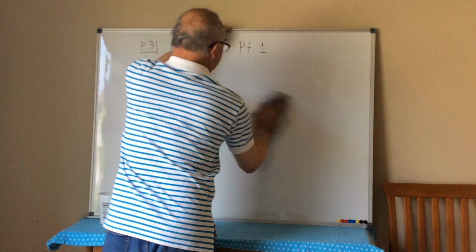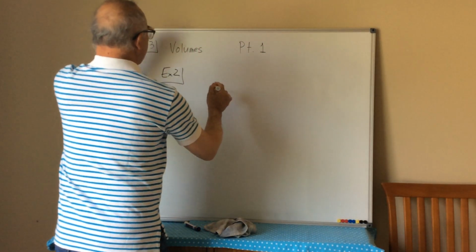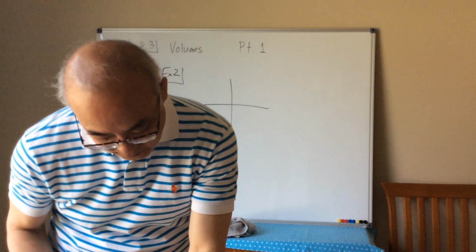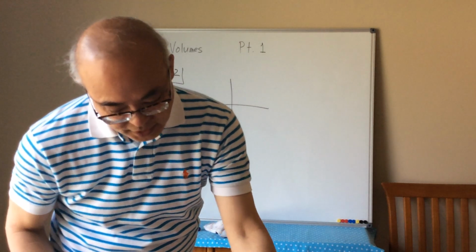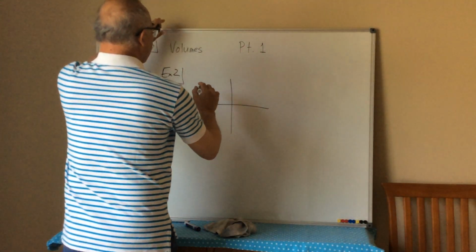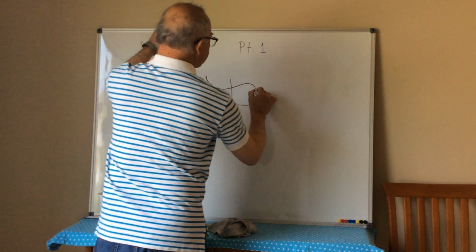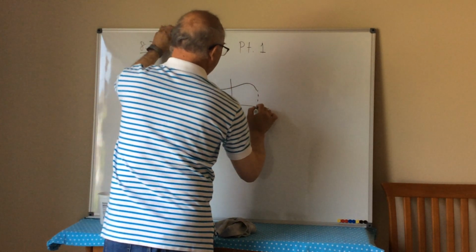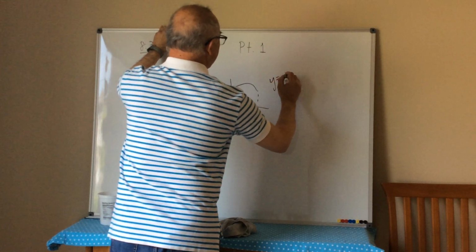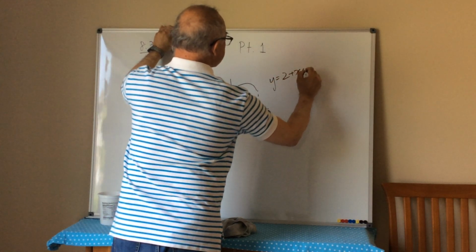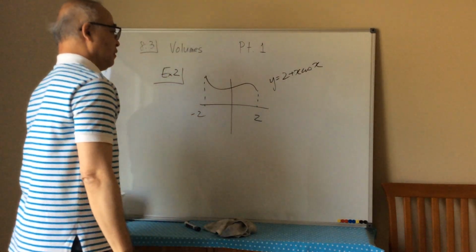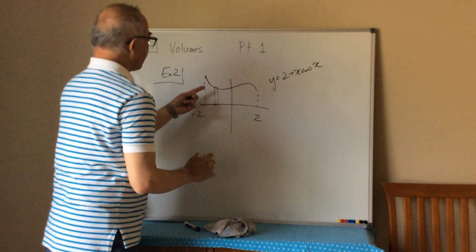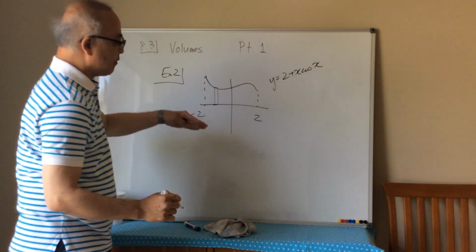We're going to spin the graph of y equals 2 plus x cosine x between -2 and 2. It's going to look like this, I guess. So again, we're going to spin it around like that, we're going to spin this around like that, right?